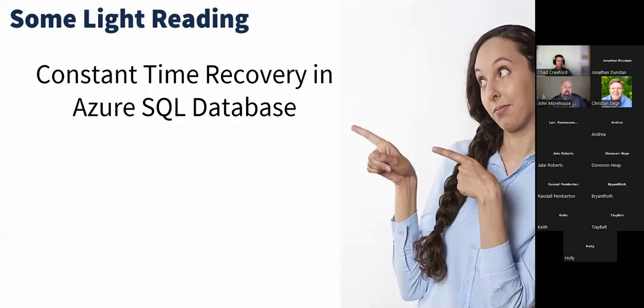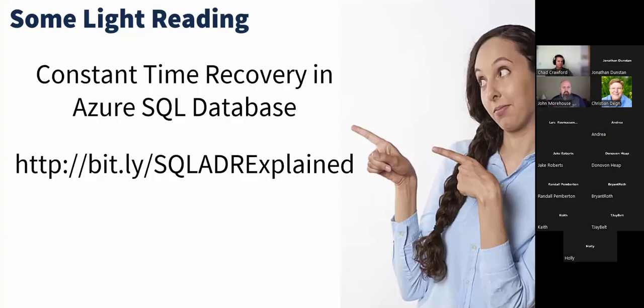If you really can't sleep at night, there's actually a really good white paper. It's called Constant Time Recovery in Azure SQL Database. That bit.ly link will take you to it. It's about 7 or 8 pages, 9 pages long, I think. But I found it very, very in-depth, and it talks about how it functions down on paper.